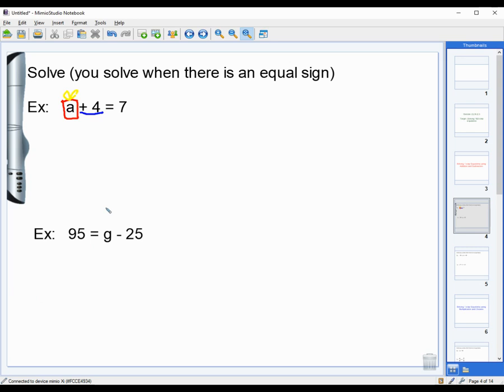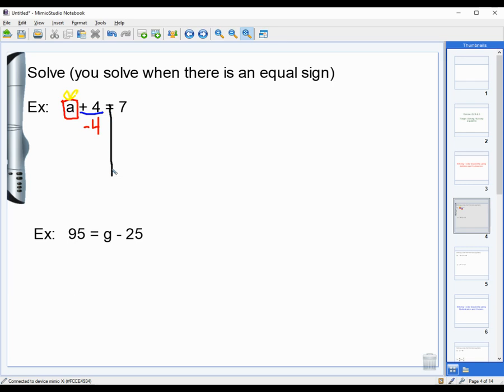Now, since this is a plus 4, we are going to want to do the opposite, and we are going to want to subtract 4. Since we are adding 4 to our present here, we are going to want to do the opposite, which is subtract 4, in order to get A all by itself. Now, next thing here, we have subtracted 4 from the left side of this equation, which tells me we actually have to do it to the right side as well.